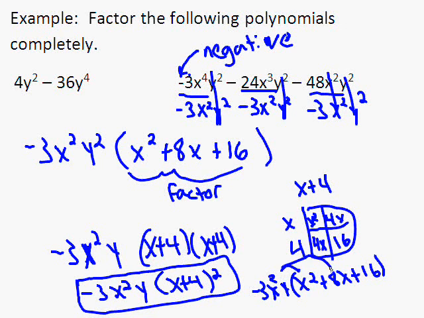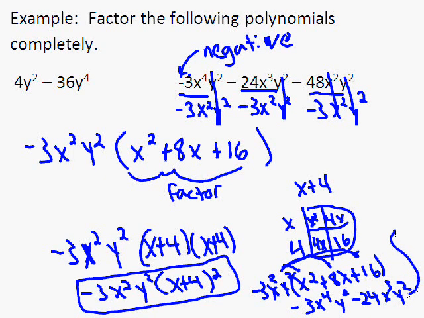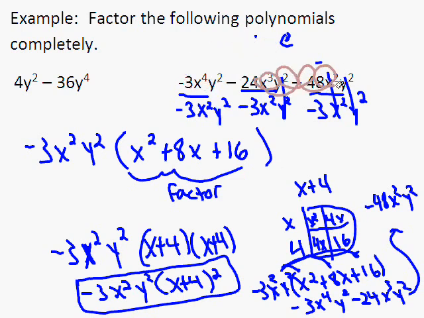When we distribute that, we'll notice we get negative 3x to the fourth y squared, minus 3x squared y squared times 8x gives us negative 24 x to the third y squared, and negative 3x squared y squared times 16 is, let me write this up here, negative 48 x squared y squared. So you'll notice, and it's a little messy right here, it does match our original expression of negative 3x to the fourth y squared minus 24x to the third y squared minus 48x squared y squared.